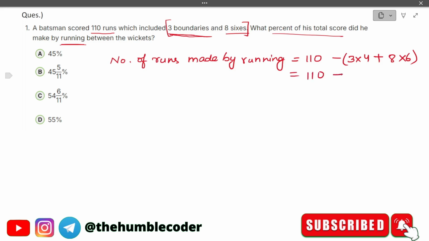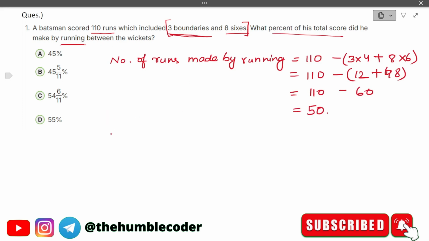So let's try to solve this. 4 times 3 is 12, plus 8 times 6 is 48. 48 plus 12 is 60. 110 minus 60 is going to be 50. So we have got the runs which were made just by running.